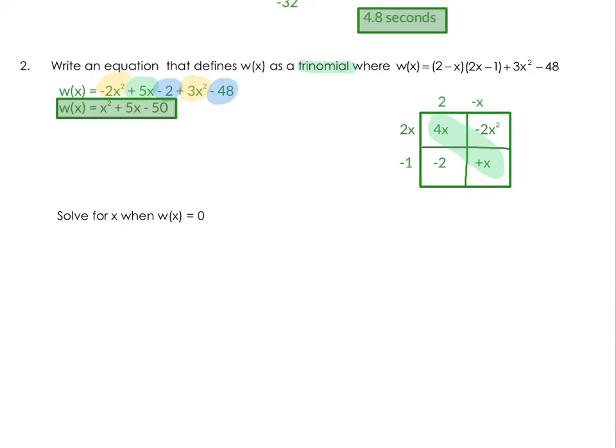The next question says we need to solve this for x when w of x equals 0.